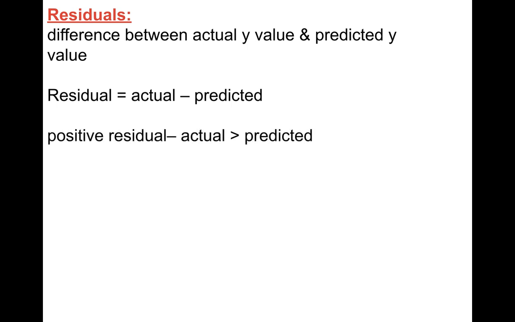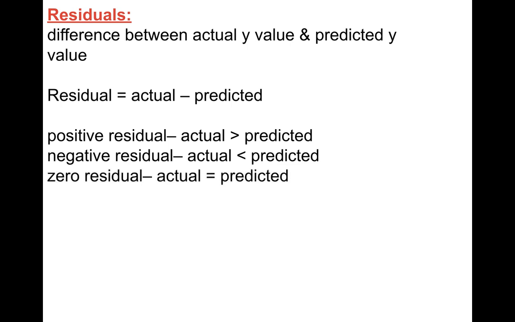Whenever you have a difference between what actually happened and what you thought would happen, it's what we call a residual. If you have a positive residual, that means what actually ended up happening was greater than what you predicted would happen. If you have a negative residual, it's the opposite. A negative residual means what actually ended up happening was less than what you predicted would happen. And a 0 residual means they're equal. That means that what you predicted would happen actually ended up happening. A residual is just simply that difference.